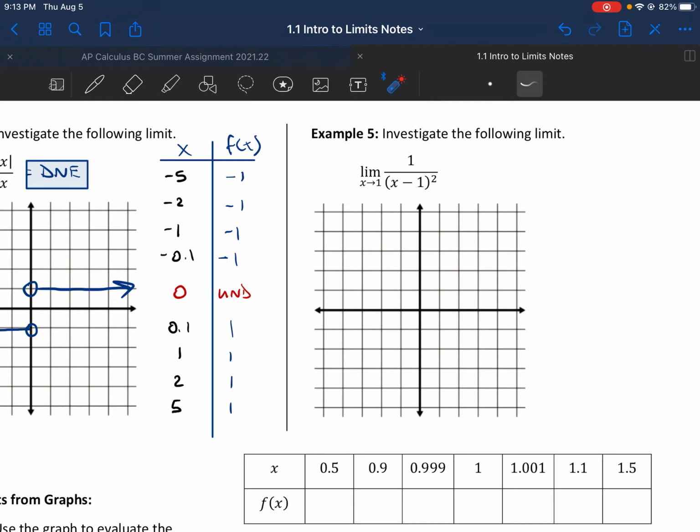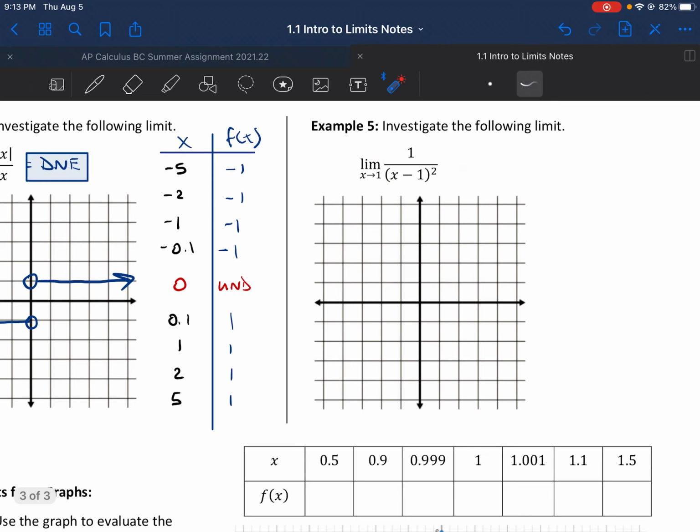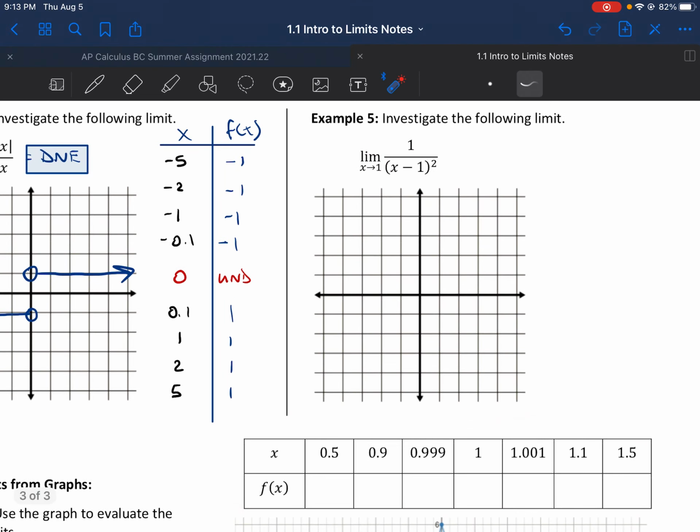Investigate this limit. The limit as x approaches 1 of 1 over (x minus 1) squared. And we're going to use this table right here to investigate this one. So first things first, we're having x approach 1. I'm going to put that in the middle of my table here. And if I were to plug in 1, well, 1 minus 1 is 0. 0 squared is 0. So if I plugged in 1, the whole denominator would turn into 0, which we know is not allowed. That'd be undefined when x is equal to 1.